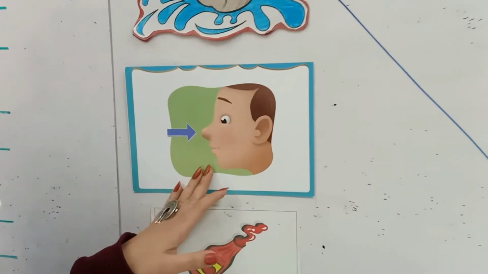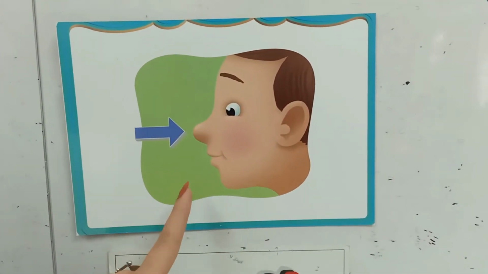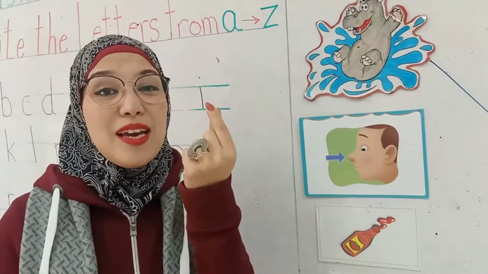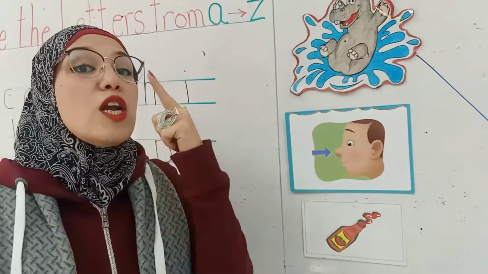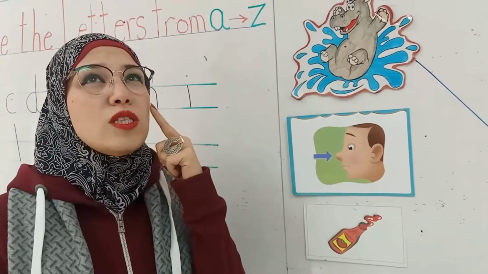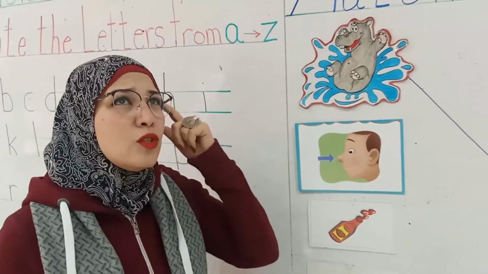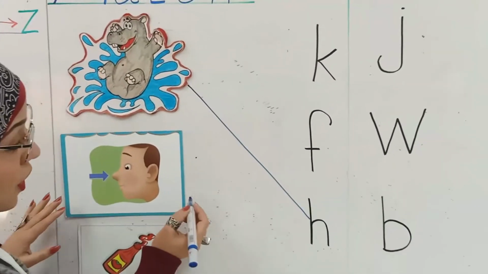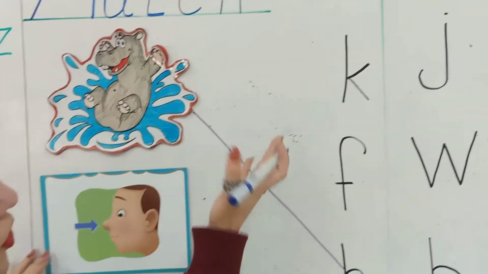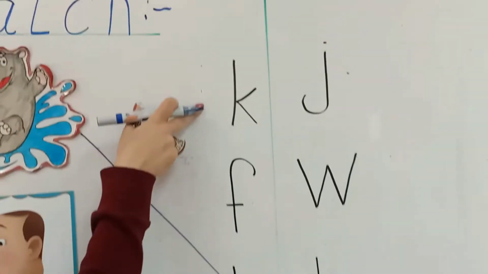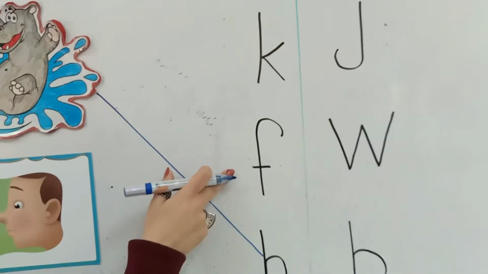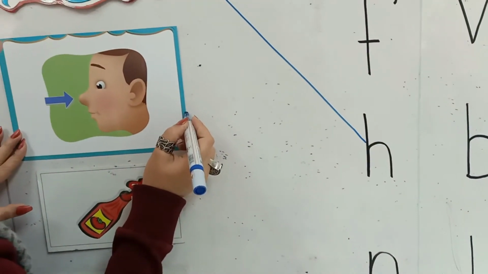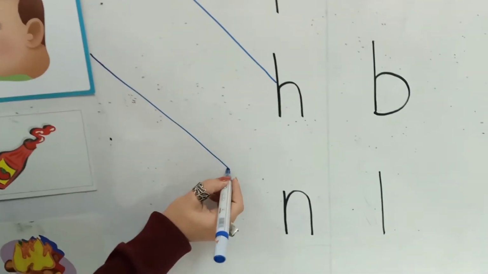Now, can you tell me, KG1, what is this? Super! Nose. Nose starts with letter N. Super. N is for nose. We are going to match the nose with letter N. Where is letter N? Is this letter N? No. Is this letter N? No. Yes, yes, yes. Here is letter N. We are going to match the nose with letter N.